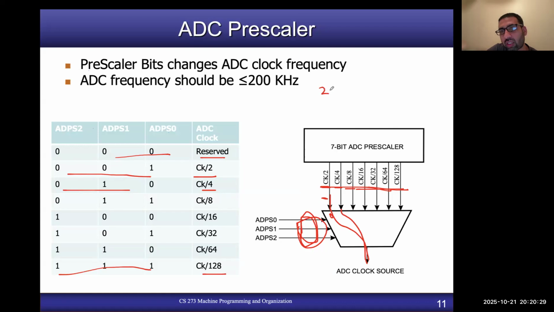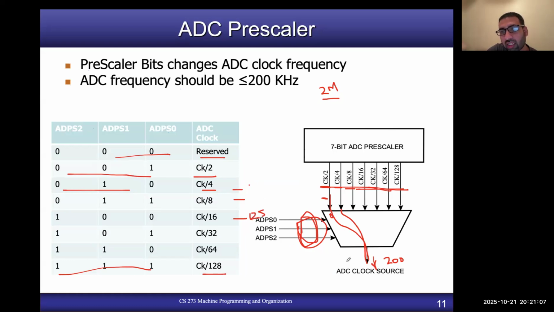So let's say the clock frequency for the microcontroller is 2 megahertz, and we said that whichever output we select should be less than or equal to 200 kilohertz, right? So if you divide 2 megahertz by 2, it will be 1 megahertz. By 4, it will be 500 kilohertz. By 8, it will be 250 kilohertz. And by 16, it will be 125, right? So this is your first value which is eligible for selection, right?